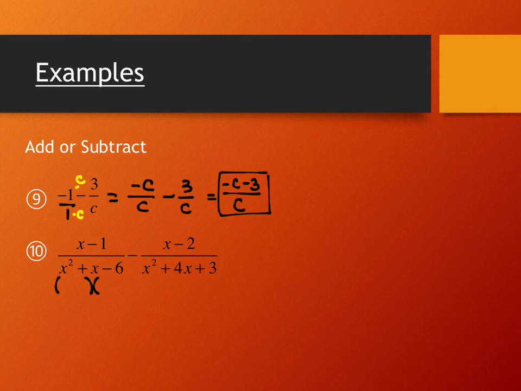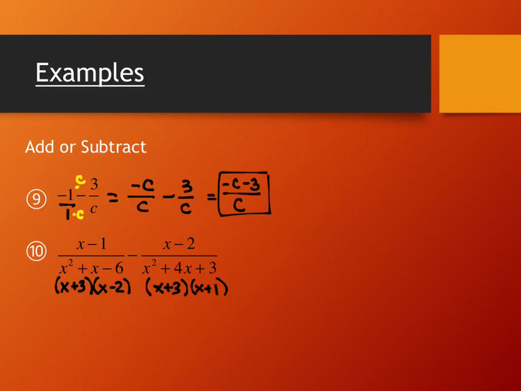If I factor this one, obviously I have x and x at the beginning. I need two numbers that multiply to 6 and add to 1. Good. X plus 3 and x minus 2. Everybody good with that one on the first fraction? Excellent. Second fraction. Again, two parentheses. They both start out with an x. I need two numbers that multiply to 3, that's my last value, and add to 4. X plus 3, x plus 1. Good.